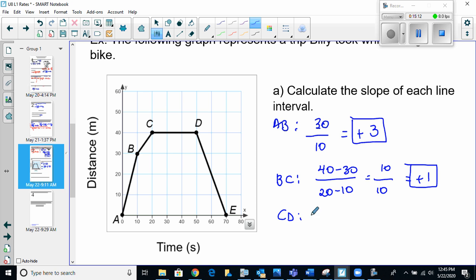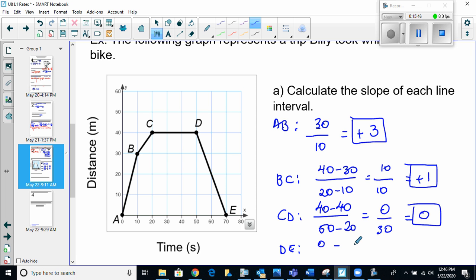For CD, you can say 0 because it is kind of a review from what we have done before, but even using the formula that we said at the beginning of the lesson, 50 minus 20, so it will be 0 over 30, which is 0. And then DE will be 0 minus 40 over 70 minus 50. So minus 40 over 20 is equal to minus 2.